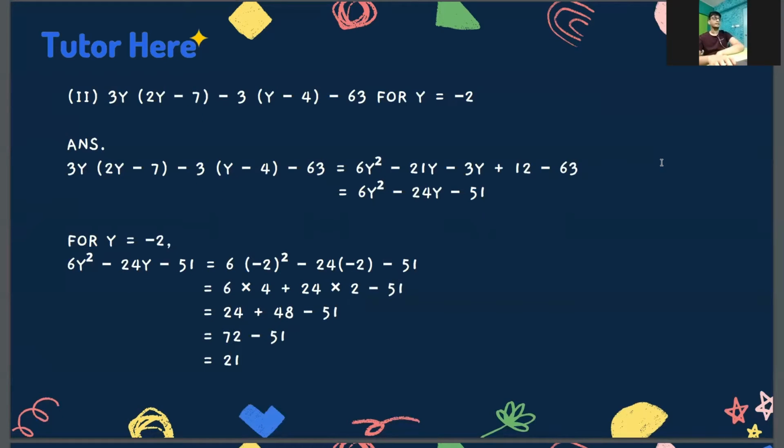Similarly, in the second example, when we open the brackets, what we get is 6y square minus 21y minus 3y plus 12 minus 63. This becomes 6y square minus 24y minus 51. Now for y is equal to minus 2, this equation becomes 6 into minus 2 square minus 24 into minus 2 minus 51, which is 6 into 4 plus 24 into 2 minus 51. This comes down to 21. This is how you multiply a monomial with a binomial.